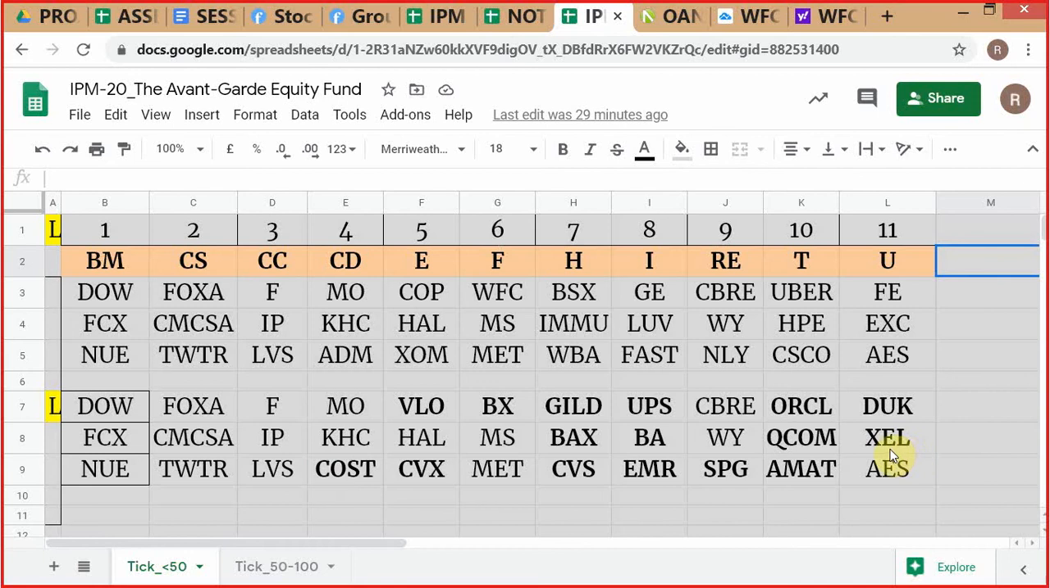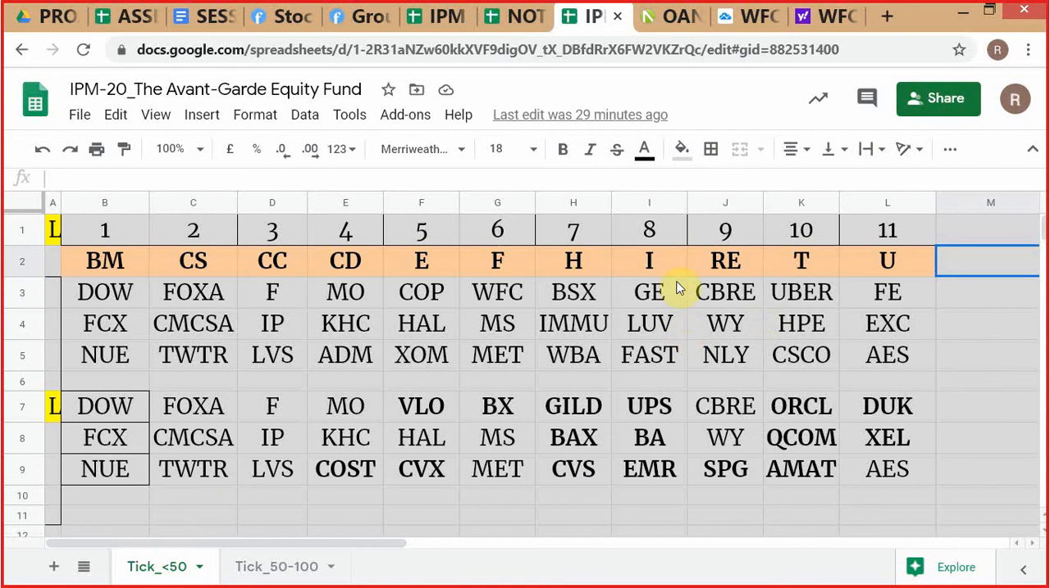Now, what is this? Remember, in the last meeting we discussed that I would give you a bunch of tickers, the universe of stocks that you're going to trade. So these are your tickers. Mainly what you're concerned with is the top set, not the bottom set. The bottom set, I'll explain what that is.